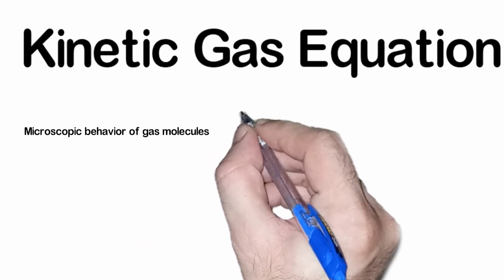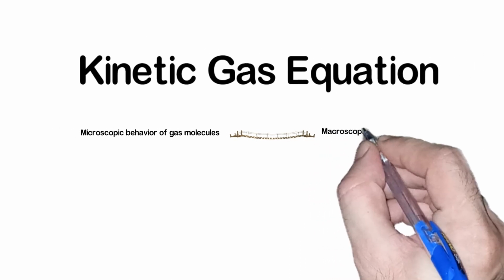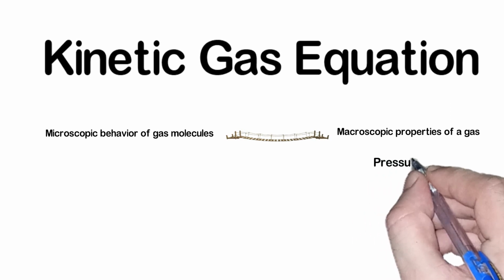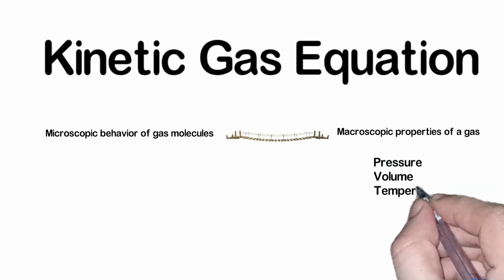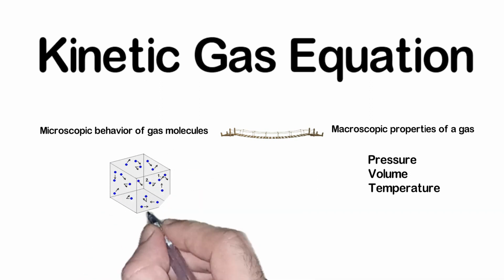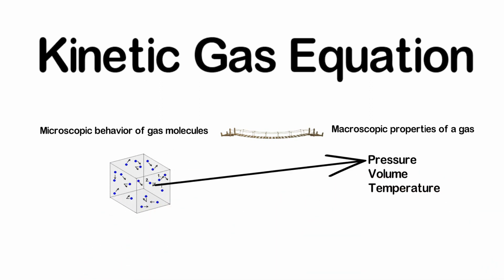Well, the kinetic gas equation connects the microscopic behavior of gas molecules to the macroscopic properties of gas such as pressure, volume and temperature. It is derived from the kinetic theory of gases and explains how the random motion of gas molecules results in measurable quantities like pressure.